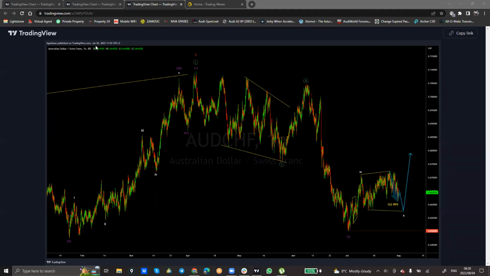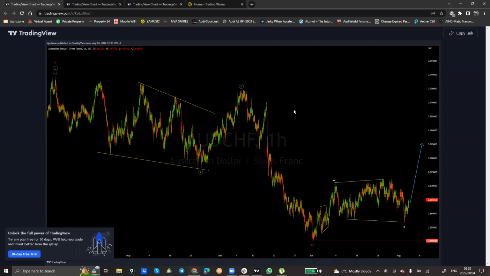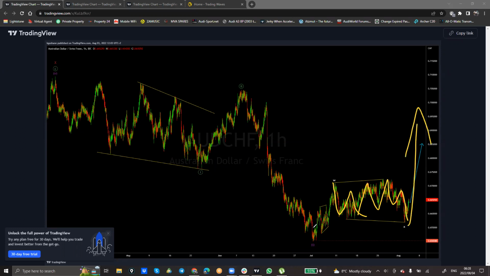So we had that. And then from a chart that was printed on the 3rd of August, which was yesterday, we can see that we have now completed the corrective structure as a flat corrective structure there. And we were beginning our move to the upside after the flat corrective structure was completed. Like that, right? And now we are anticipating that move to the upside.